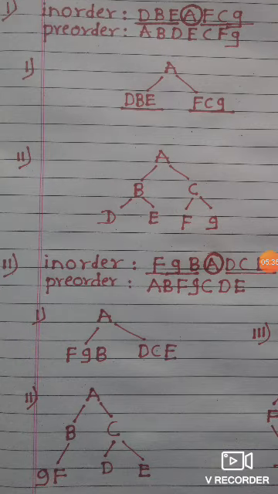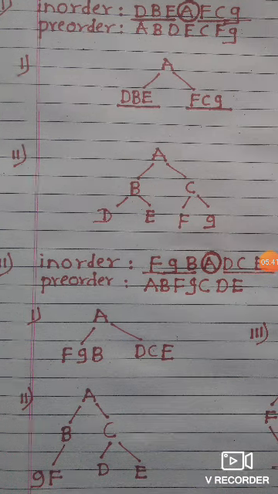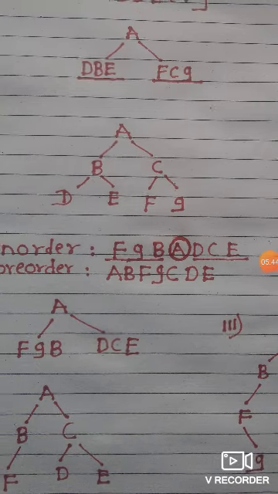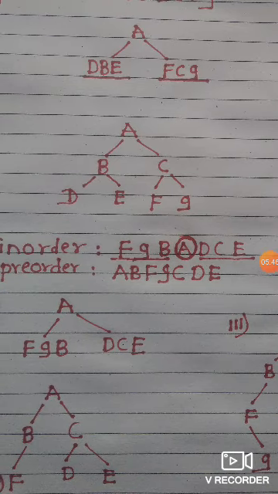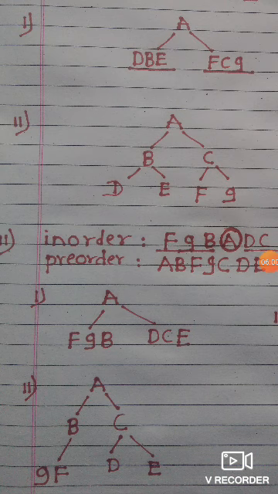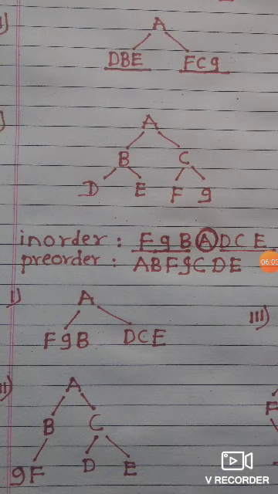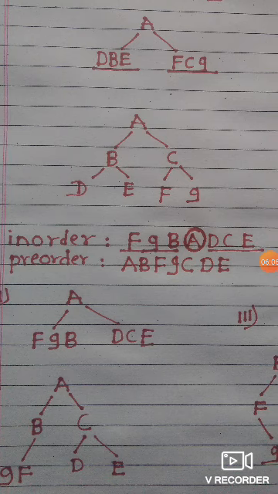I go to the in-order sequence. I search for character A. At the left of character A, there are three characters F G B. I add them to the left of A, and at the right of A there are three characters D C E. I add them to the right of A. Again, out of F G B, I go to the pre-order string and check which character appears first from F G B, and out of F G B, B appears first.